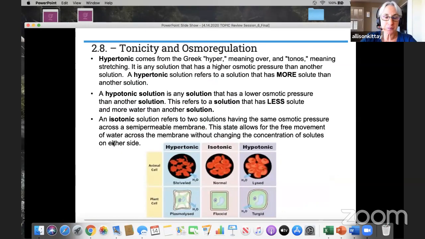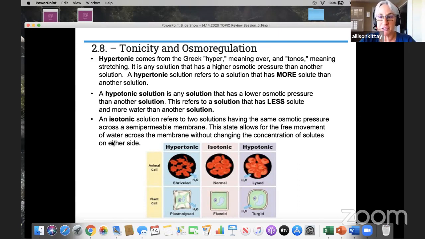So let's take a look at these terms: hypertonic, isotonic, and hypotonic. So hypertonic comes from the Greek hyper, meaning over, and tonos, meaning stretching. Here's the definition. It's any solution that has a higher osmotic pressure than another solution. It refers to a solution that has more solute than another solution.